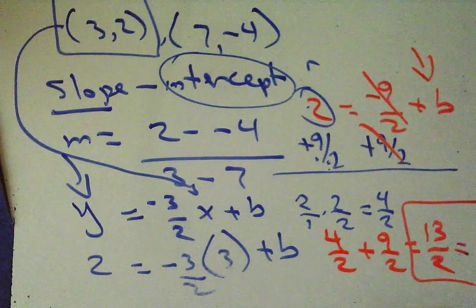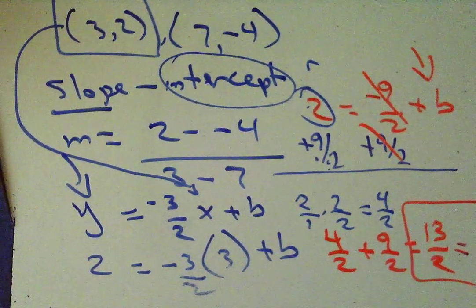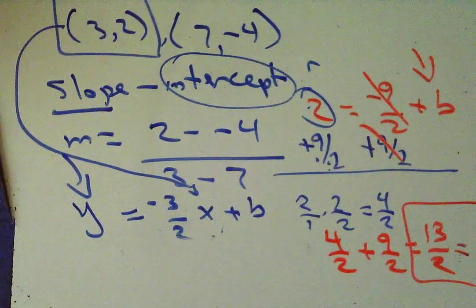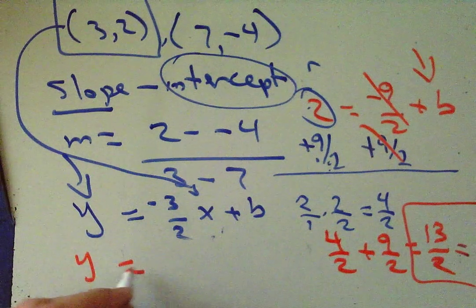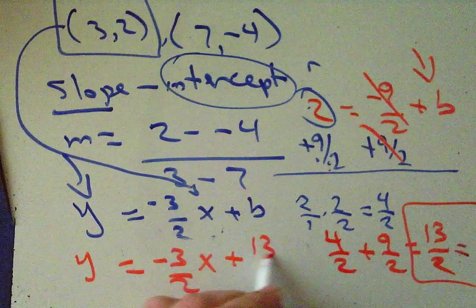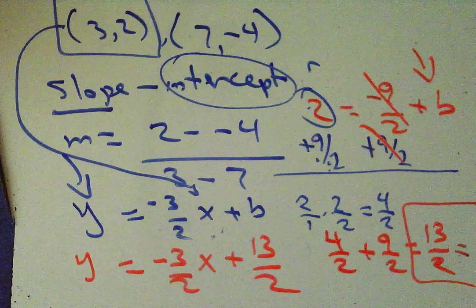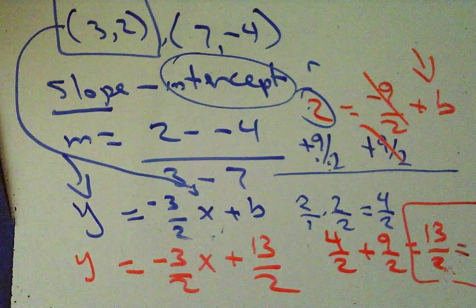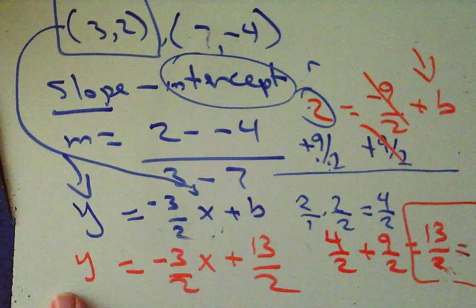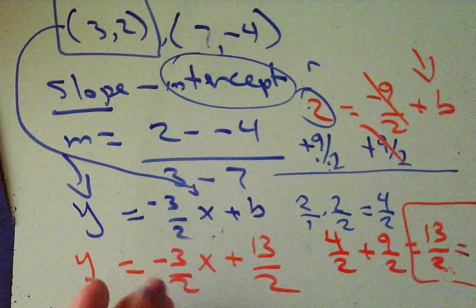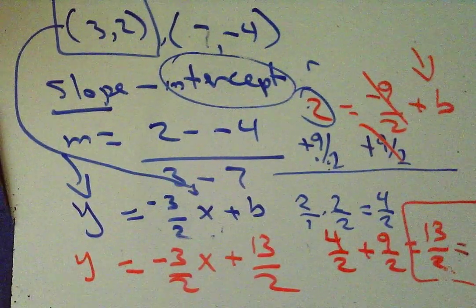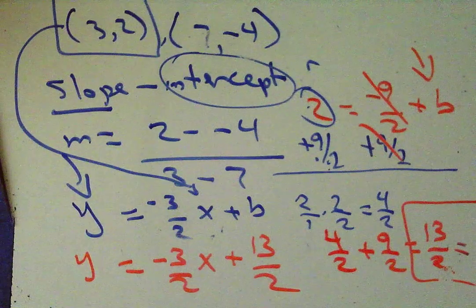Okay, so now I'm ready to write the equation of my line. I have a slope, I have a b value, so I can say y equals negative 3/2 x plus 13/2. Now, how do I know if this is the correct line or not? Well, if I plug in my ordered pair for x and y, I should end up with this side equaling this side. Let's give that a try and see what happens.